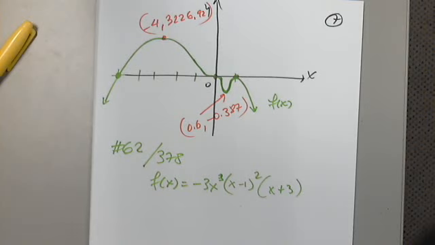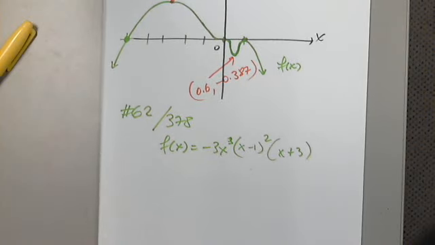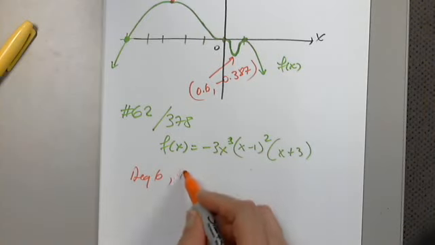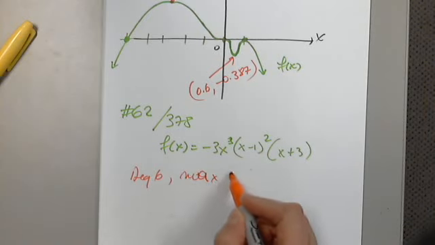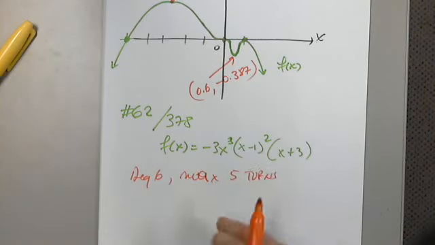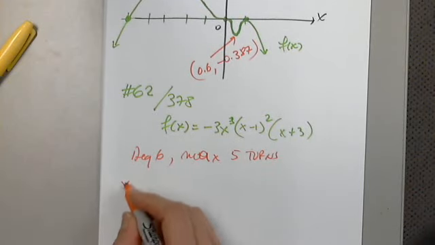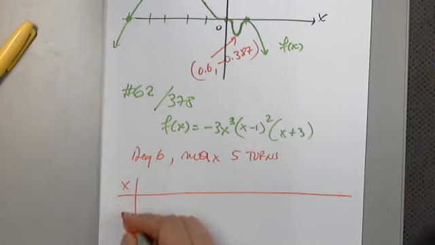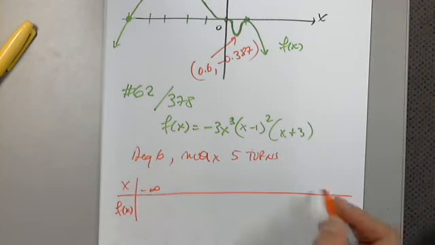Minutes is a lot. Okay, perfect. So we identify the degree, which is 6. Maximum possible number of turns: max 5 turns. Perfect. Domain. Perfect. And behavior.